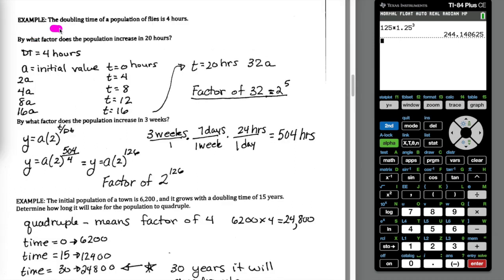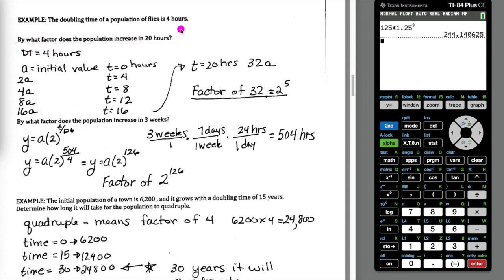So in this next example, it says the doubling time of a population of flies is 4 hours. That means every 4 hours, the population doubles. It says, by what factor does the population increase in 20 hours? So let's make a table of values here.